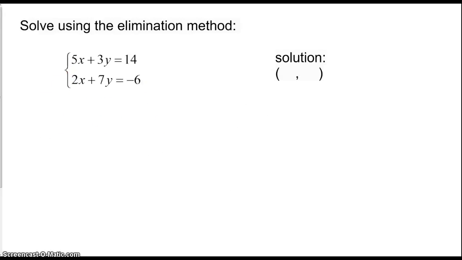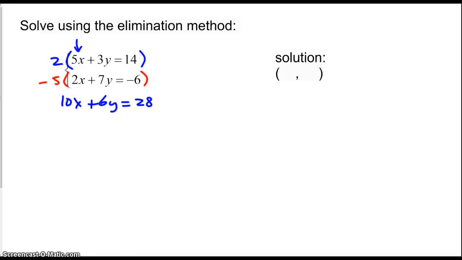Okay, here's one more. Take a look at this. Pause the video maybe and give it a try. Alright, same thing. You could choose either one to cancel. I'm going to go ahead and cancel x's again, just because the numbers look a little smaller, and I'm going to do that by multiplying the top equation by 2 and the bottom equation by 5, and I'll make one of those negative.